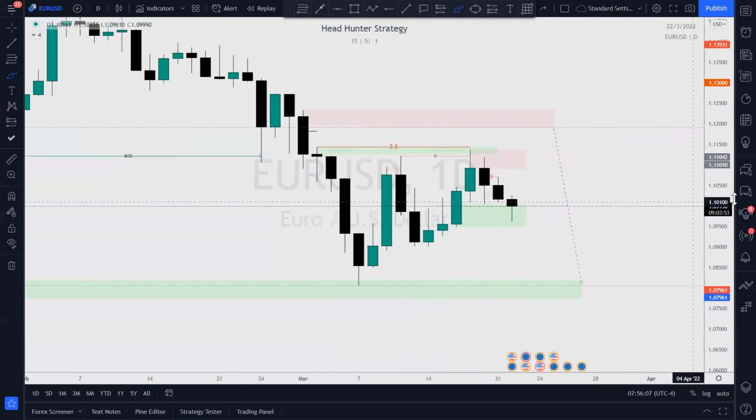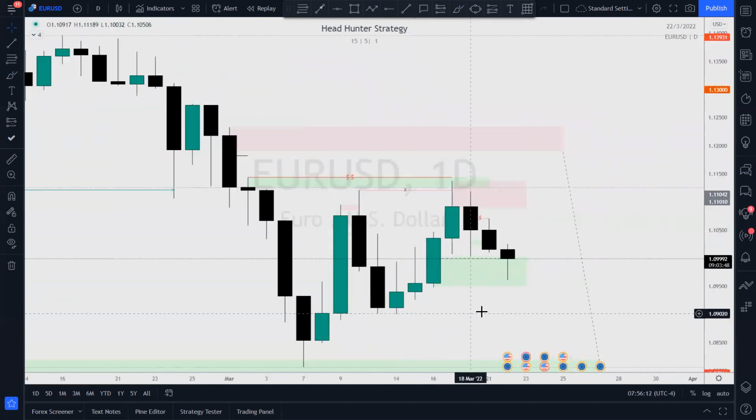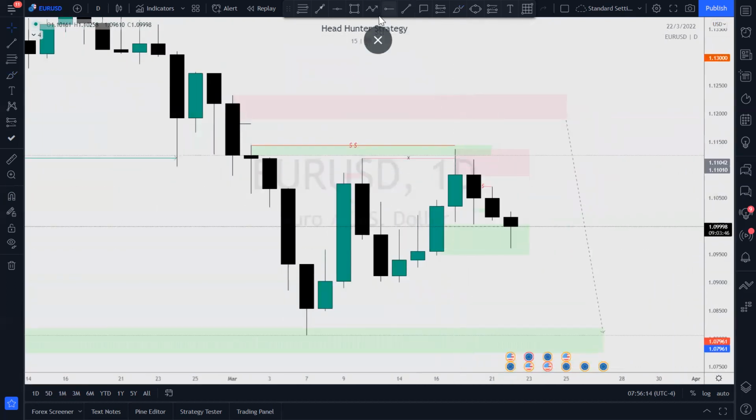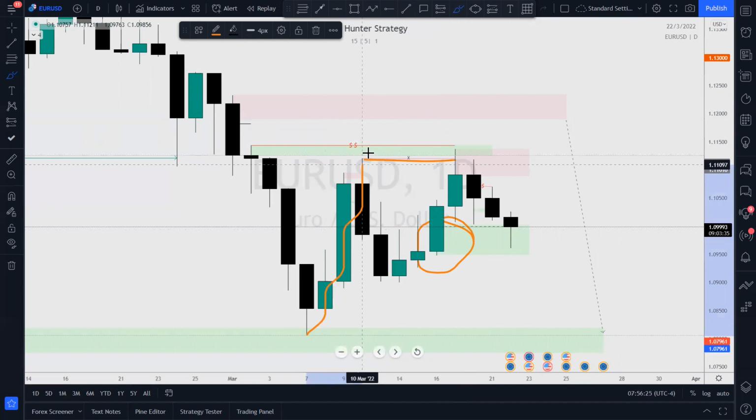Now, what am I looking for now? I'm looking for what the response, what the reaction will be to this area, because we've already taken out the high. All right. After this full pullback, we failed to make a new low, took out the high.